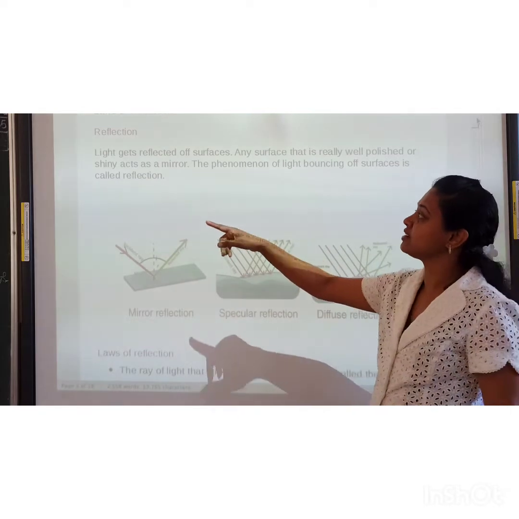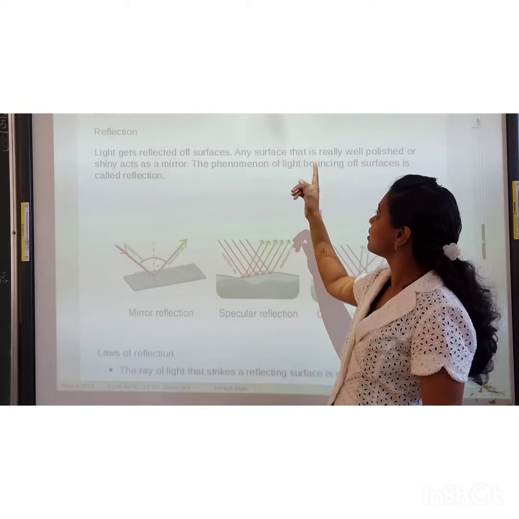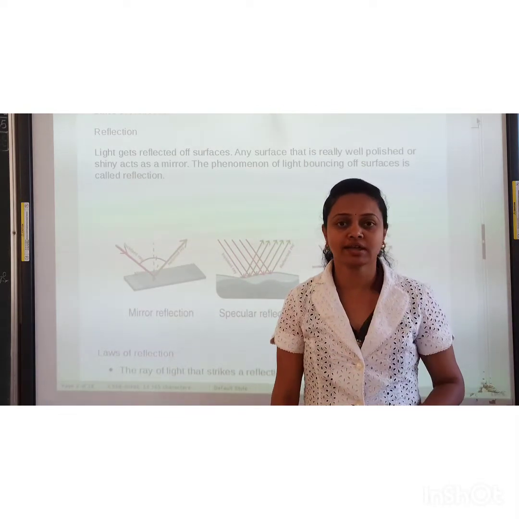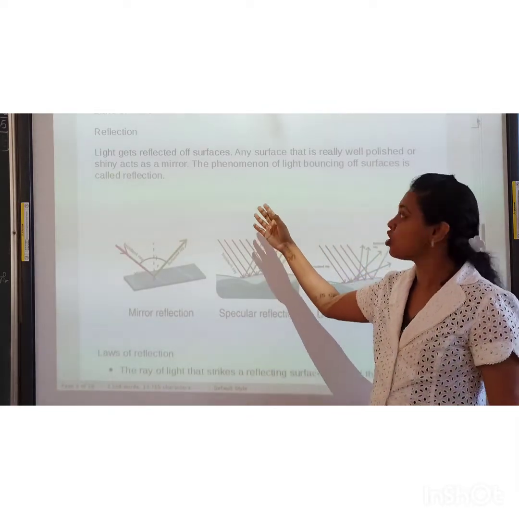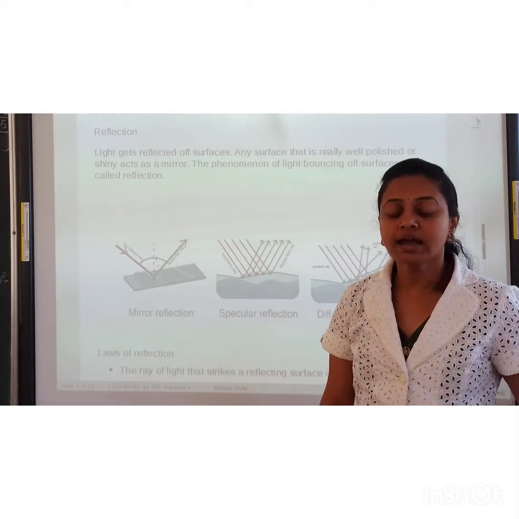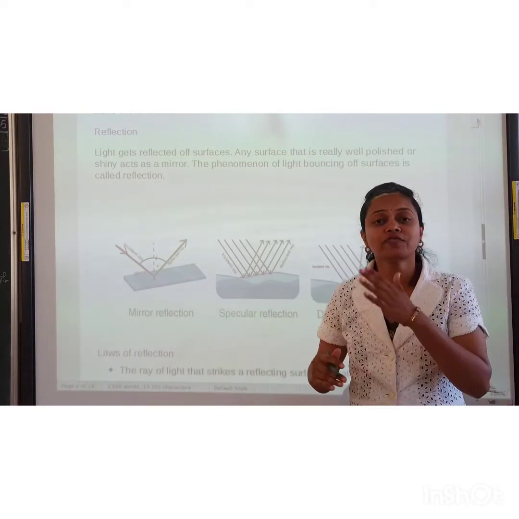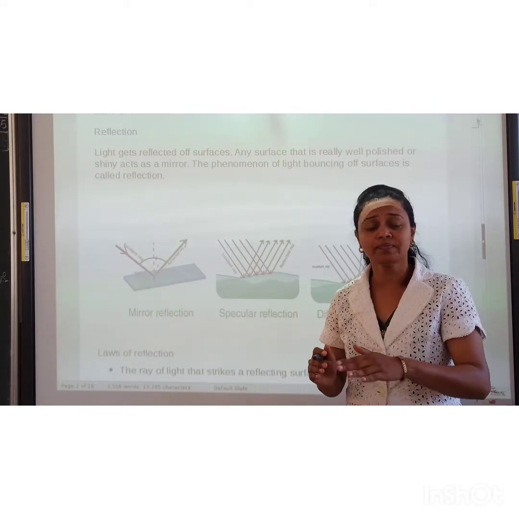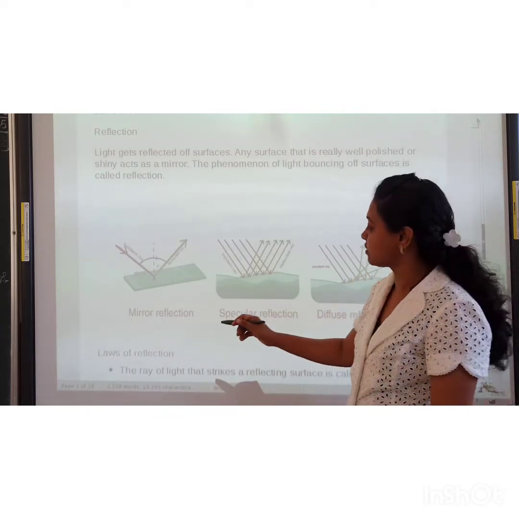Reflection: light gets reflected off, bouncing back from surfaces. Any surface that is really smooth and polished acts as a mirror. So, the phenomenon of light bouncing back from surfaces is called reflection. Dear students, let me explain to you how the light reflects from smooth polished surfaces, diffused surfaces and unpolished surfaces.